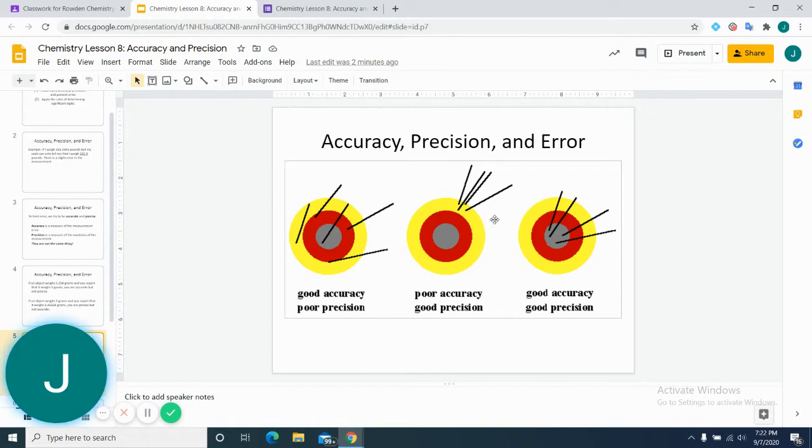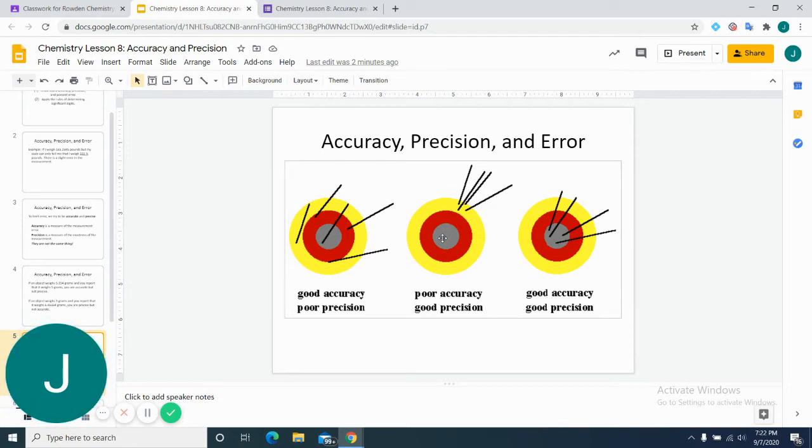Poor accuracy, good precision. With this one, I'm very specific about where I'm aiming. I'm aiming for right here. And look at how I'm doing. I'm always getting the exact same spot. So I got this tight little cluster. If this was over here, man, I'd be doing good. So I'm aiming for this right here. I just am a bad shot.